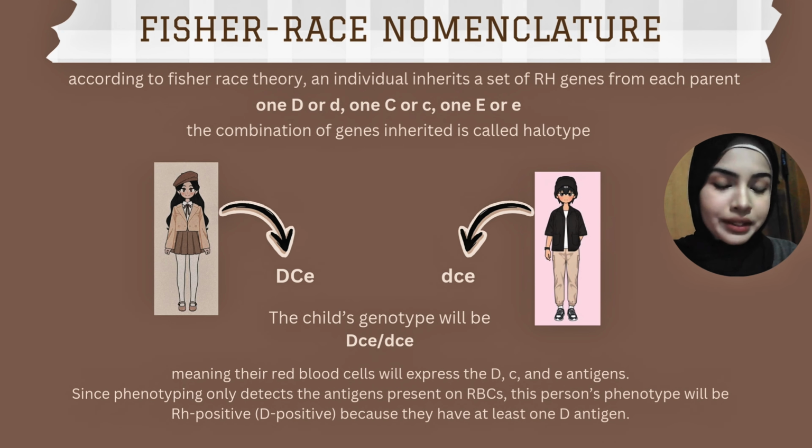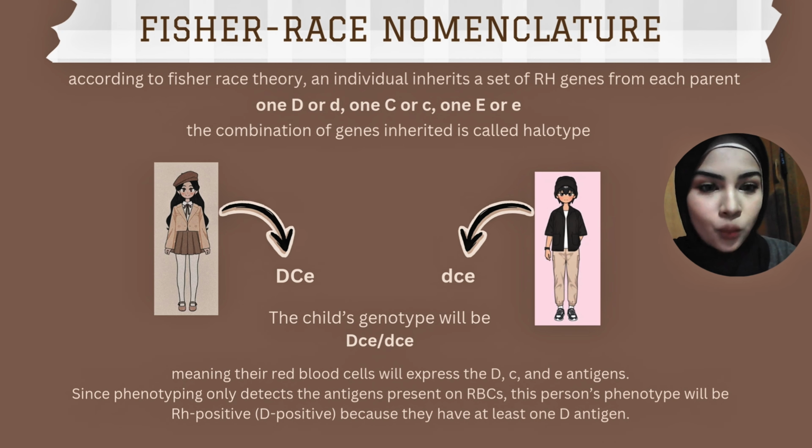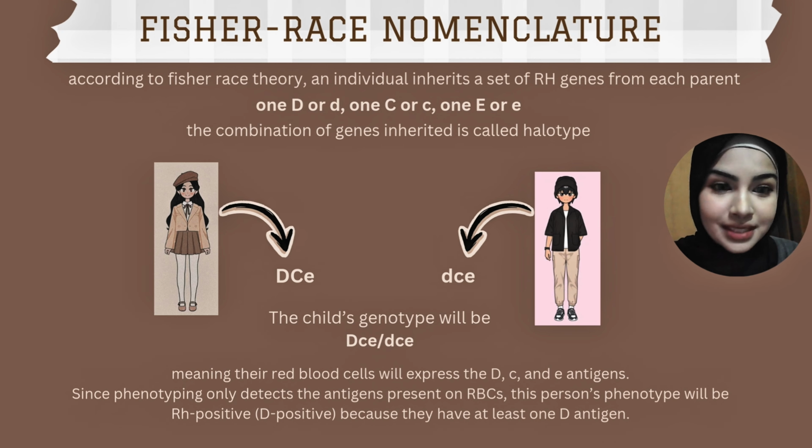Also, according to Fisher's theory, an individual inherits a set of rhesus genes from each parent, either one big D or one small d, one big C or one small c, one big E or one small e. This combination of genes inherited will be called a haplotype.